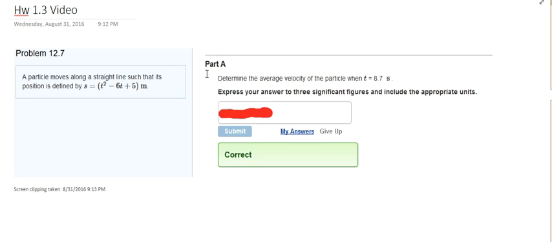What we're going to do here to determine the average velocity of the particle when the time is 8.7 seconds is to remember that average velocity is equal to the change in position over the change in time. So the change in position is just going to be the position final minus position initial.